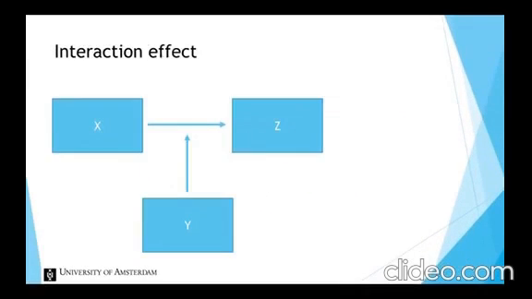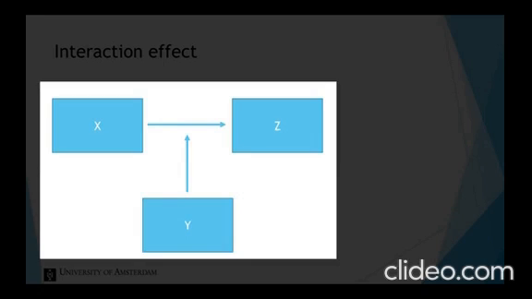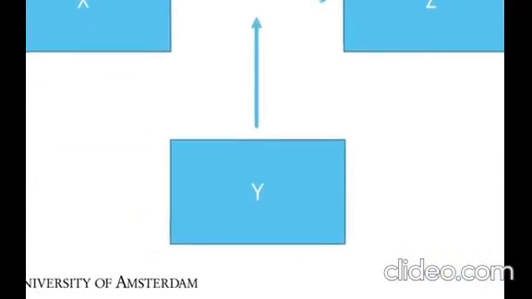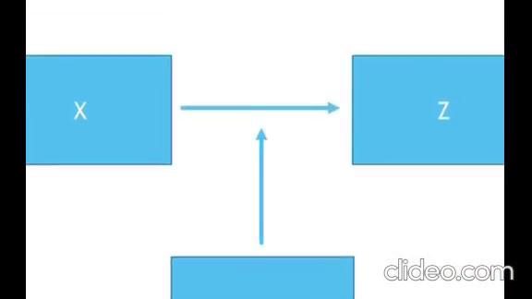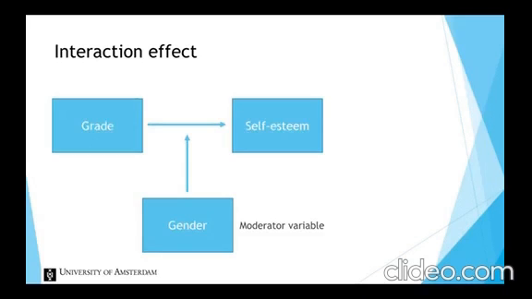The third type of causal relationship is an interaction effect. In this example, x has a direct effect on z, but the strength of this effect depends on the level of another variable, y. In other words, y has an effect on the relationship between x and z. The variable y is also referred to as moderator variable. The moderator variable could, for instance, be gender, and the effect of grade on self-esteem could be stronger for women than for men.